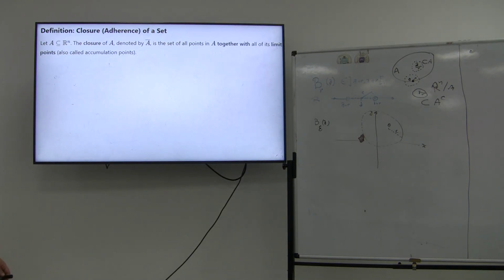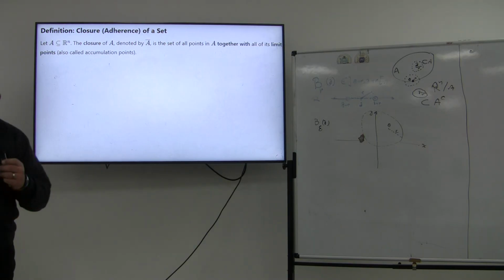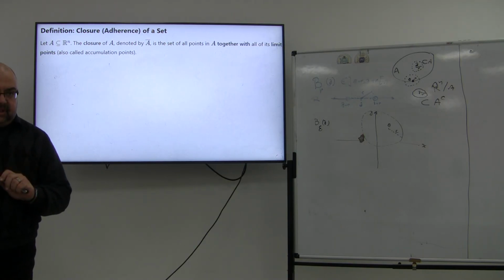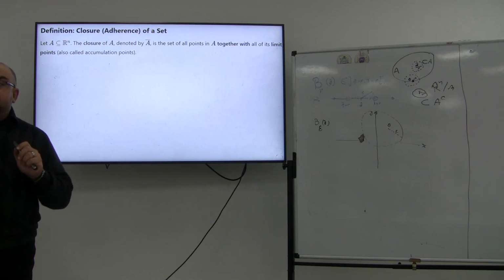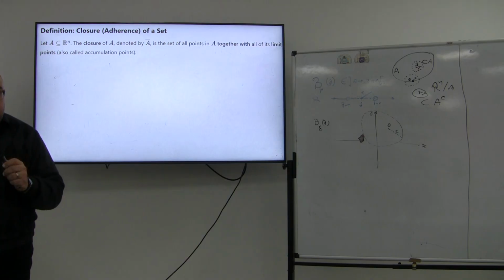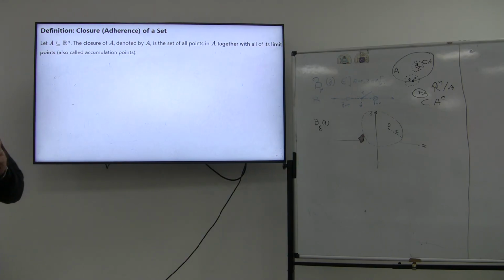What's the closure? Sometimes it's called the adherence of a set. The closure or the adherence of a set, simply, can be looked at as the interior plus the boundary. The interior points plus the boundary points. That's the closure of a set.